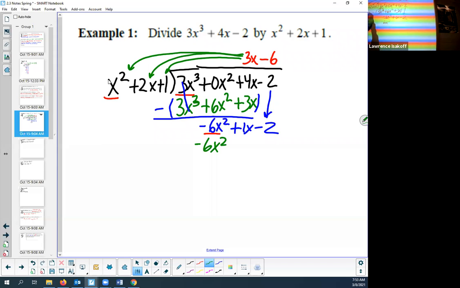Negative 6 times 2 will be a negative 12x. And negative 6 times negative 1 is negative 6.